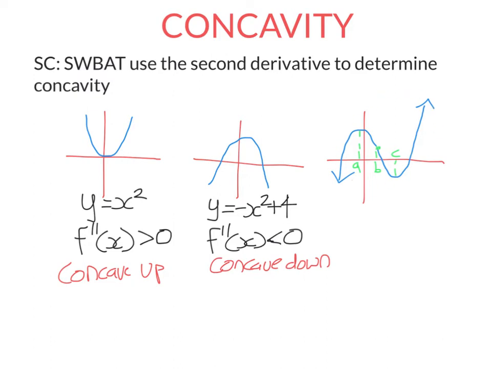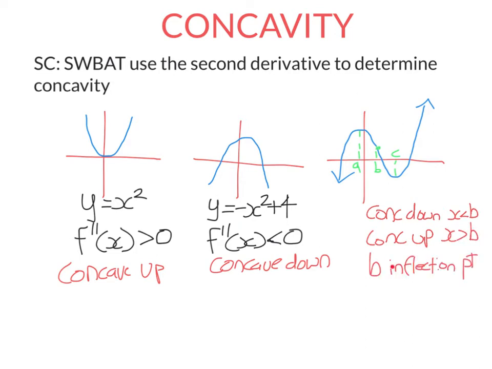So let's look at this function here. You can see it's like a frowny face, but then it turns to a smiley face. It becomes happy. So this function is actually concave up some of the time and concave down some of the time. It's concave down when x is less than b, and it's concave up when x is greater than b. So point B is an inflection point.